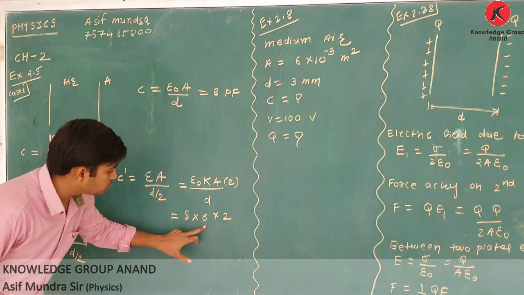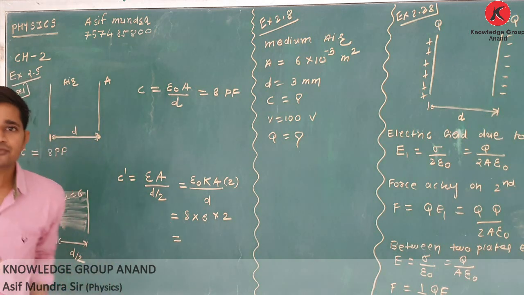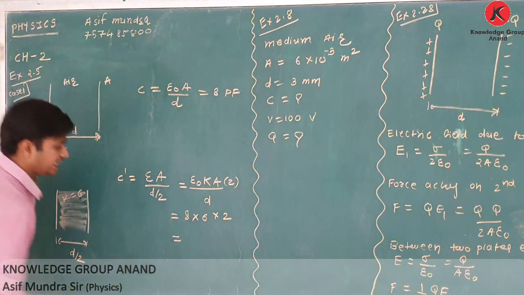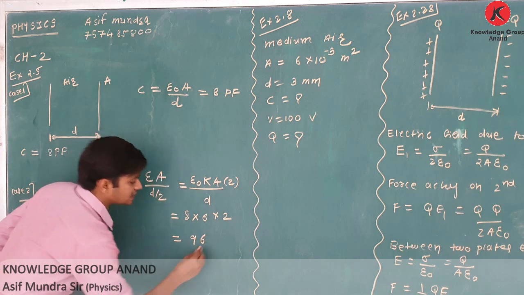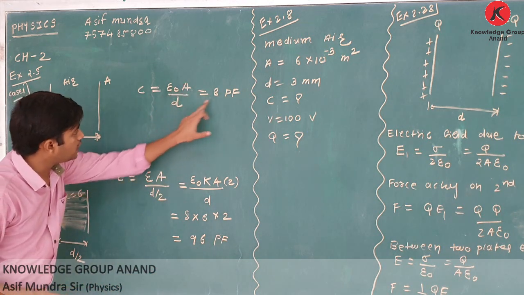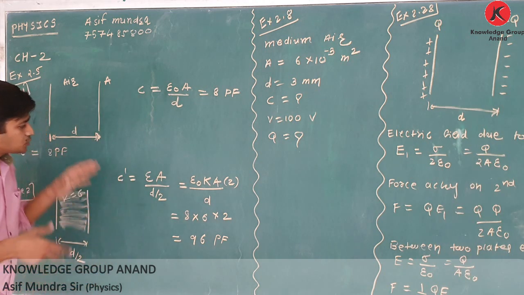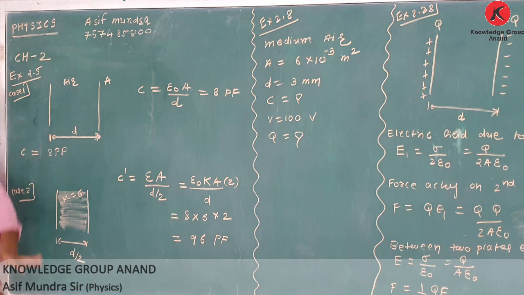So you will get your answer. 8 into 6, 48. 48 into 2, what is 48 into 2? It is 96. So your answer is 96 picofarad, because the value of epsilon 0 A upon D is 8 picofarad. Clear? Okay. So it is very easy, just you have to understand what is given.